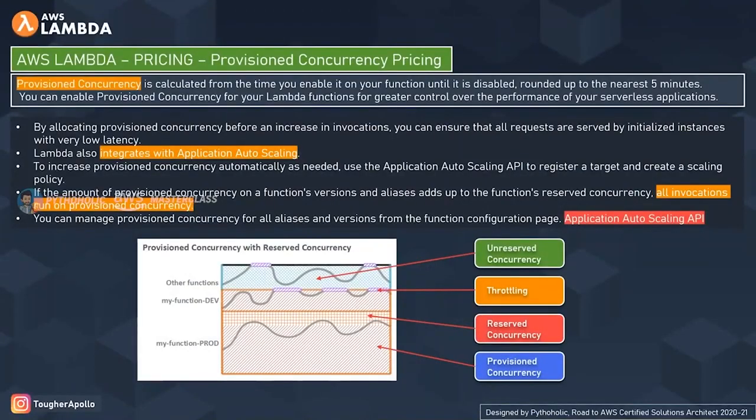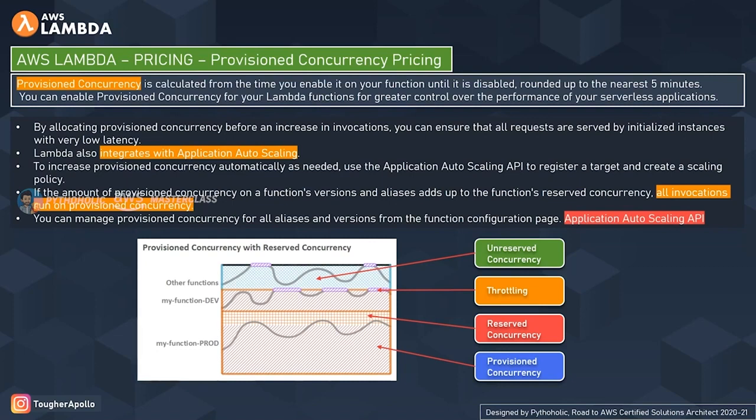Next up, we have provision concurrency. You can enable provision concurrency for your Lambda functions for greater control over the performance of your serverless applications. That's what AWS tells us. And to mitigate the effects of reserved concurrency and to ensure that all requests are served by the initialized instances with very low latency, AWS Lambda provides us with provision concurrency. First, you need to understand that if a situation arises where your functions need more power to handle increased concurrent executions and requests, you need to ensure that the users don't face high latency. And reserved concurrency will surely limit your throttling if it exceeds your resource expansion.